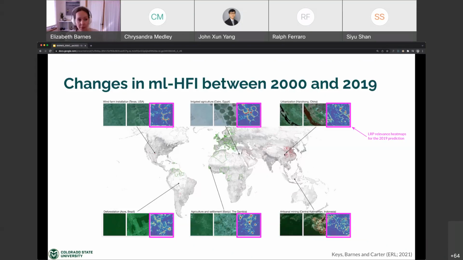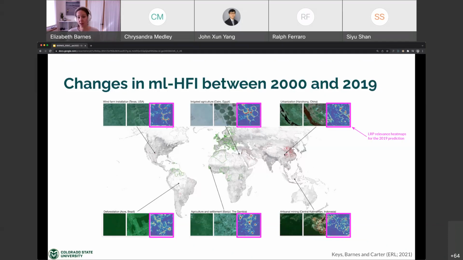For example, in Texas, it's picking up some of the roads for where the wind farms have gone up and actually how they were able to get the turbines out to where they were. In Egypt, they're picking up the circles. You can see the circles of the edges with those bright colors. And actually, an interesting example is in the bottom right-hand corner, this artisanal mining in Indonesia.